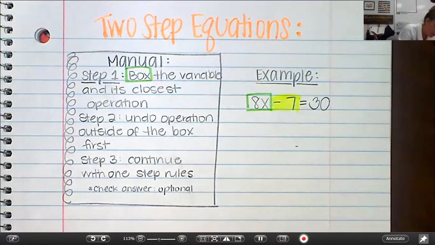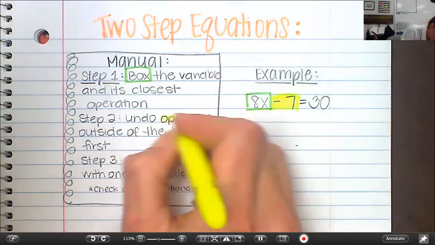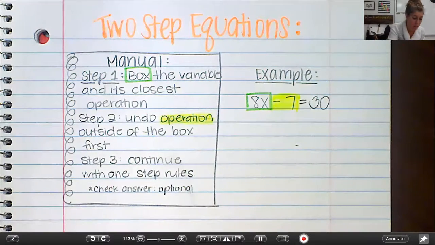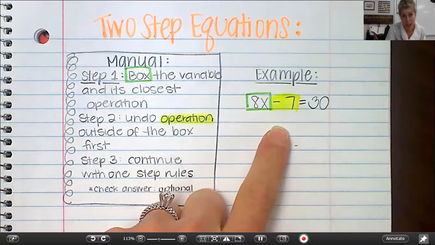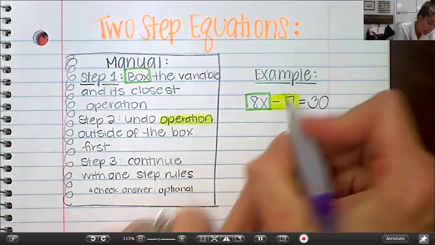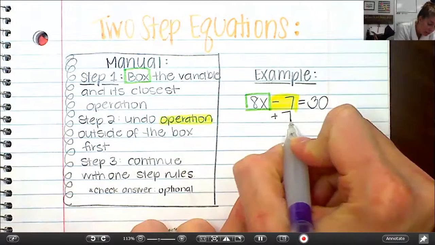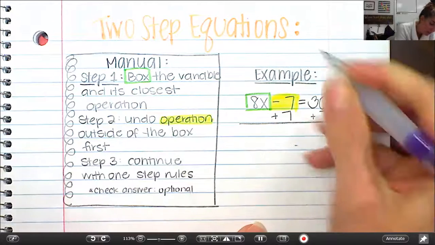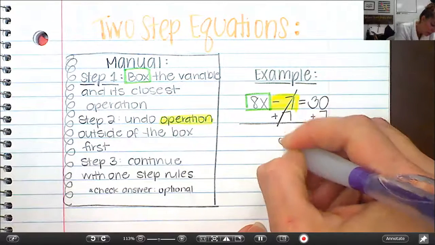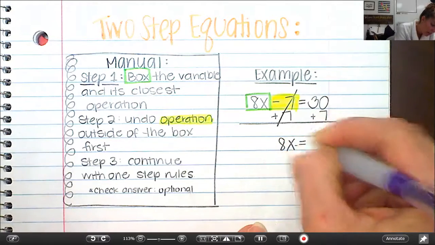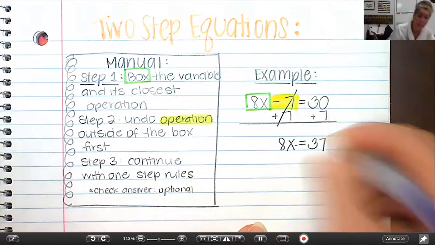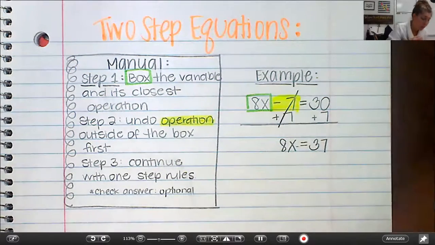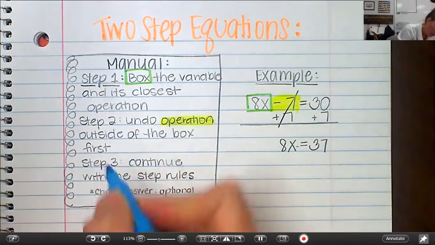So in this case, write that. So in this case, what we're going to be undoing first is the subtraction, right? So I'm going to add 7 to both sides. That is my inverse of subtraction. 8x equals 37, okay? So now we're at step 3.